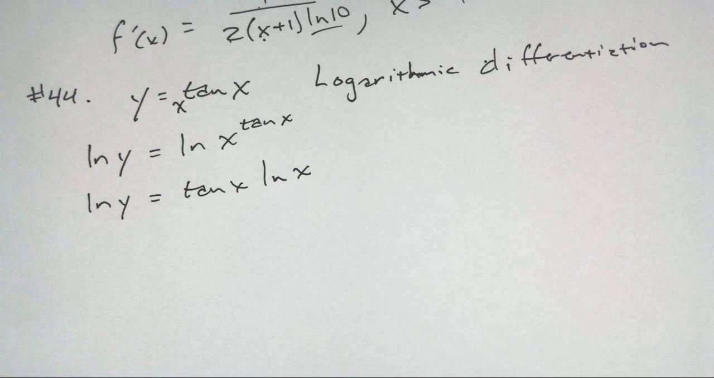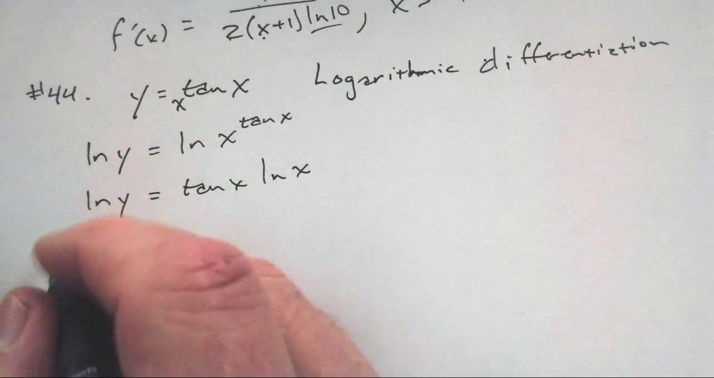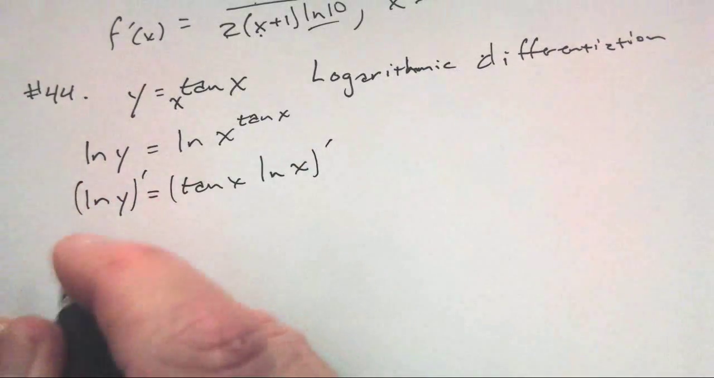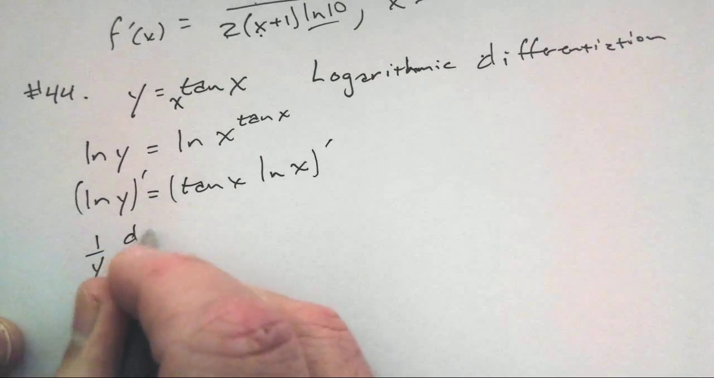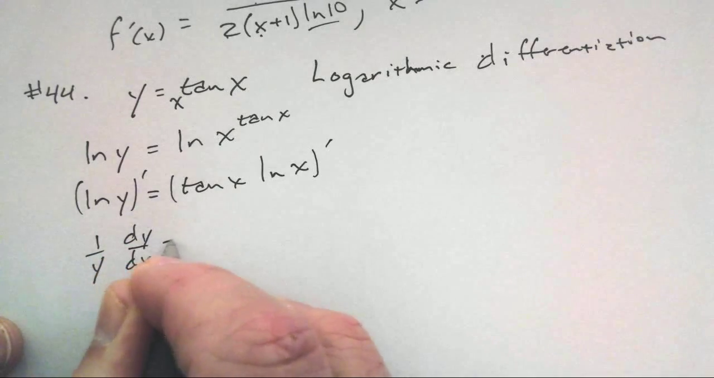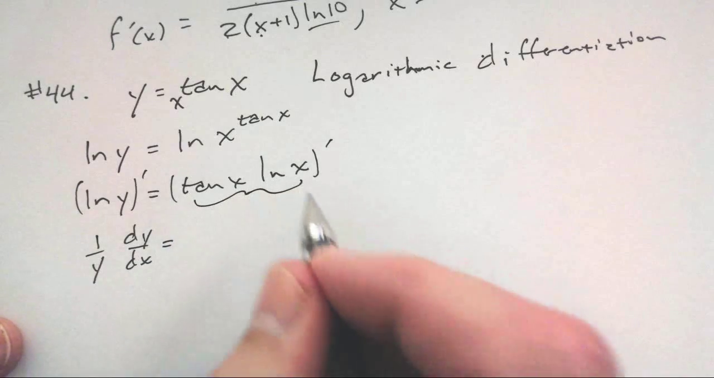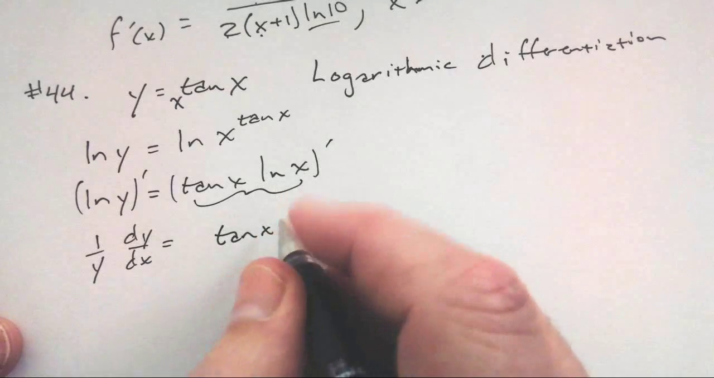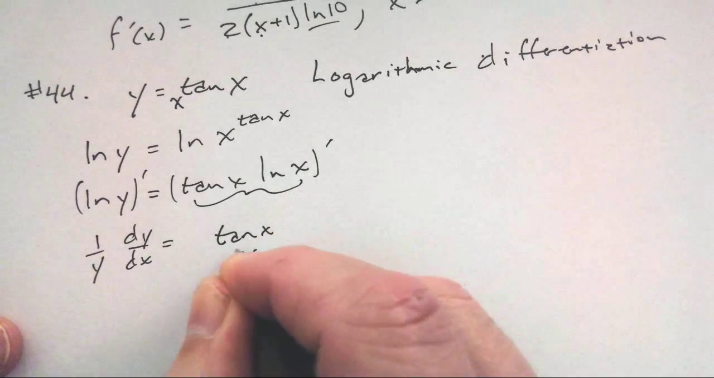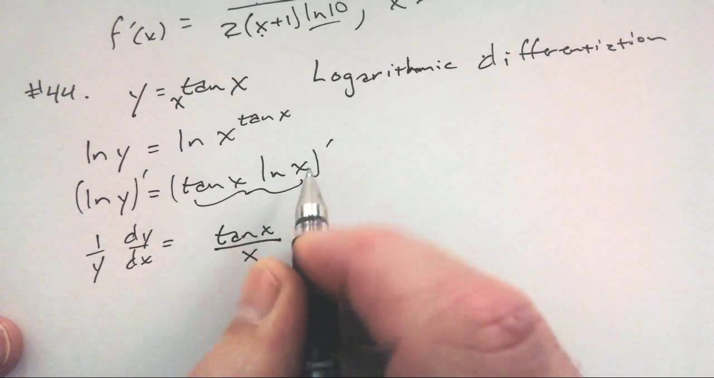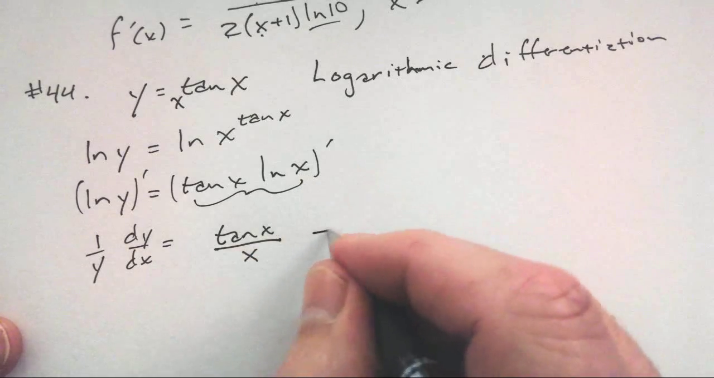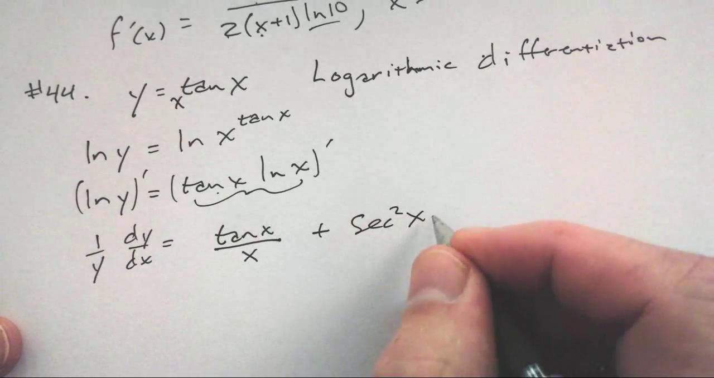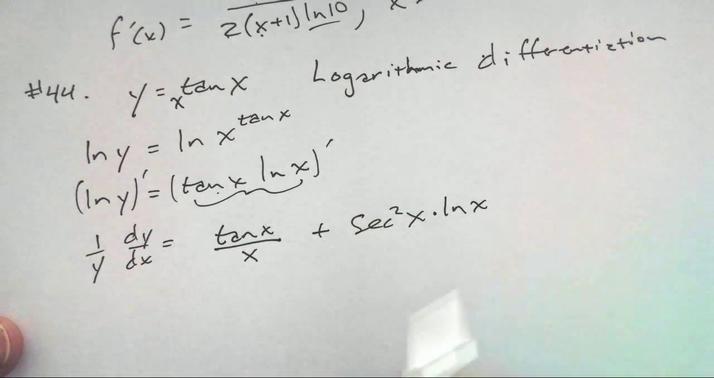And now if we take the derivative, because we haven't yet, we get 1 on y dy dx equals, this is a product rule. I want tangent of x times ln of x's derivative, 1 on x, no inside function, plus tangent's derivative, secant squared of x times plain old ln x.